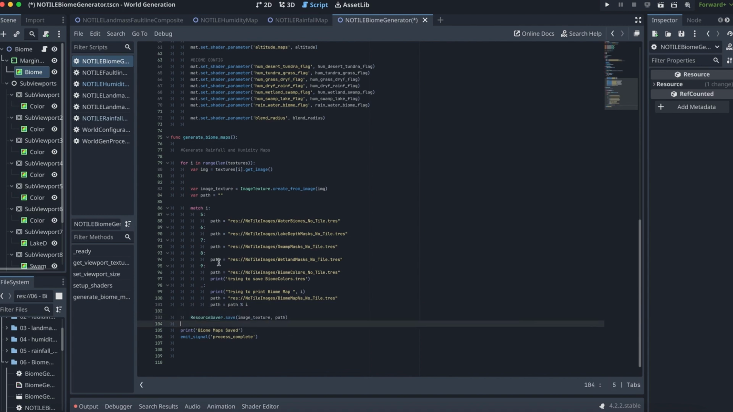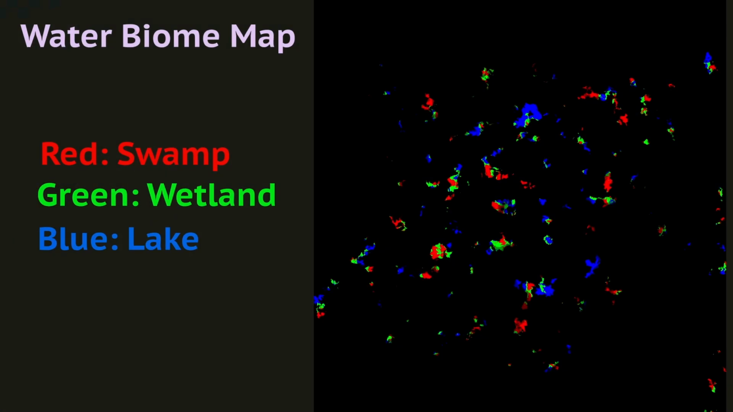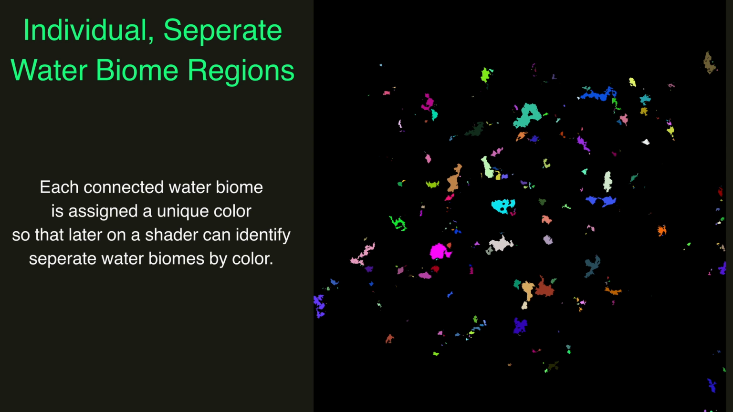Okay, so now that we have our biomes, we want to flatten all the water biome regions to the average altitude of all the pixels in that region on the height map. To do this, we need to know which blobs of water biomes are connected to each other and separate from each other. Right now, in our water biomes map, a water biome has a value of 1, everything else has a value of 0. This means that right now, in a per pixel shader, we would only be able to differentiate between water biomes and non-water biomes, rather than differentiating between individual water biome regions, which is what we want.